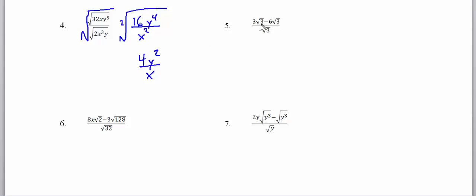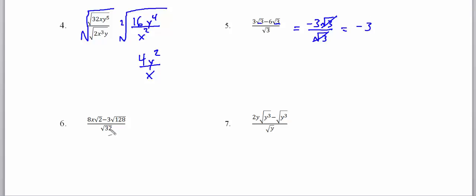Okay, problem number 5. Since square root of 3 and square root of 3 are like common terms in the numerator, I'm going to combine them. So 3 square roots of 3, and this is using the addition and subtraction rules from the previous video. So 3 square root of 3 minus 6 square root of 3 is negative 3 square roots of 3 over square root of 3. I don't actually need to rationalize this denominator because this just simplifies. Square root of 3 divided by square root of 3 is 1, so my answer is negative 3.